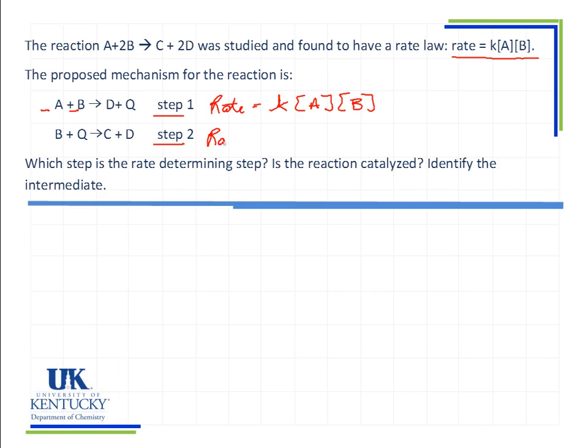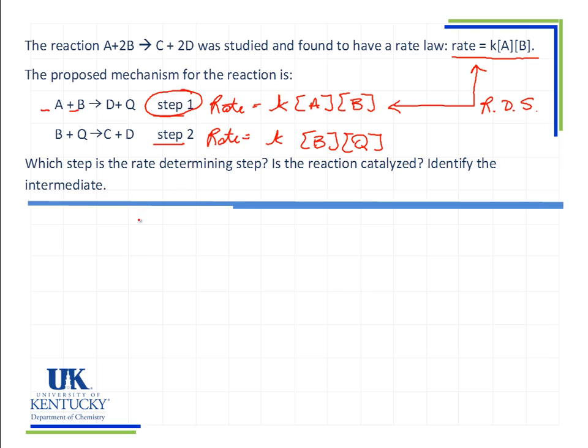For the second step, we know that the rate law would be the rate constant times B times Q. Now we see here that this rate law matches the experimentally determined rate law of the overall reaction. That means that step 1 is determining the rate of the reaction, and we call that the rate determining step, sometimes called the rate limiting step. So we've answered the first question, which step is the rate determining step, and that would be step 1, again because it matches the rate law of the overall reaction.